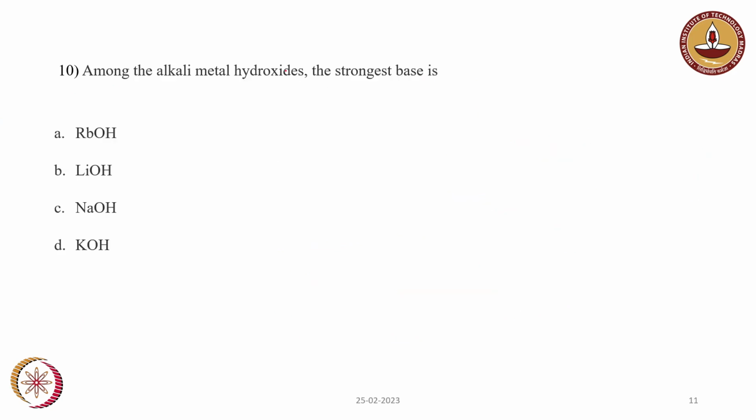Next question is among the alkali metal hydroxide, the strongest base is. Option A is rubidium hydroxide, B is lithium hydroxide, C is sodium hydroxide, and D is potassium hydroxide. So among the alkali metal hydroxides, basicity increases from top to bottom because the ionic character of the metal increases due to low ionization. So in the group, lithium hydroxide, sodium hydroxide, potassium hydroxide, rubidium hydroxide, these are the given ones. So when we move down the group, basicity increases. So option A is the correct answer.